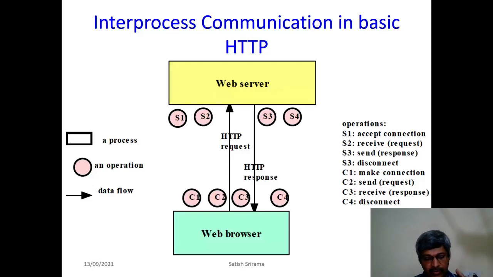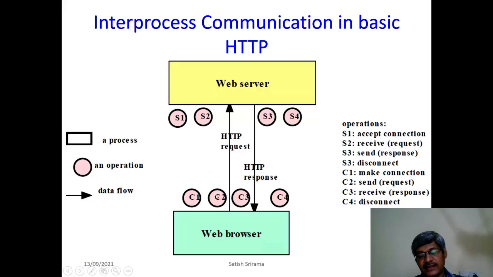So the web browser has a process, and the web server also has a process. It can have several processes, but think of it as having only a single process for the sake of this discussion. Now, when you enter a URL, you are trying to make a connection with that particular web server. So the web browser issued this connect operation. In response, S1 has issued accept connection. Only then is the connection established.